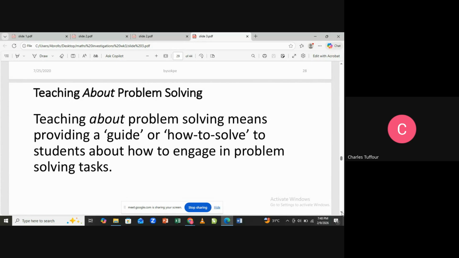Okay. So always they are depending on the teacher to give them the formula before they will solve the problem.